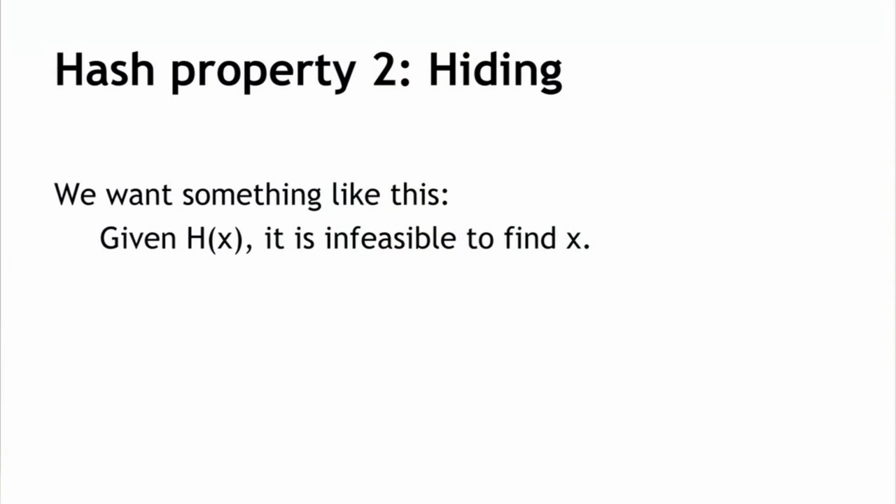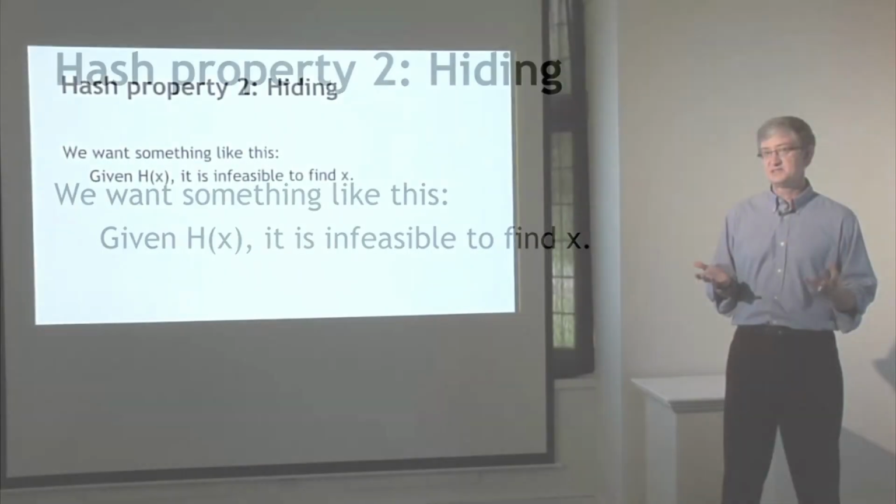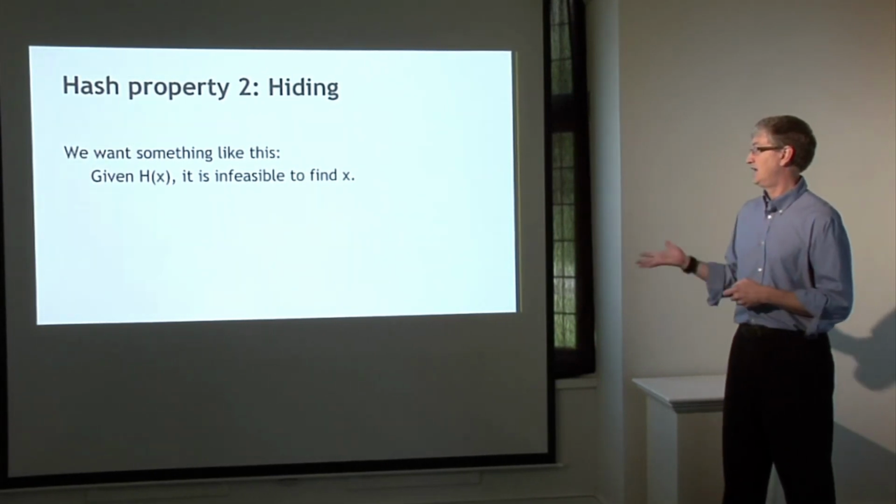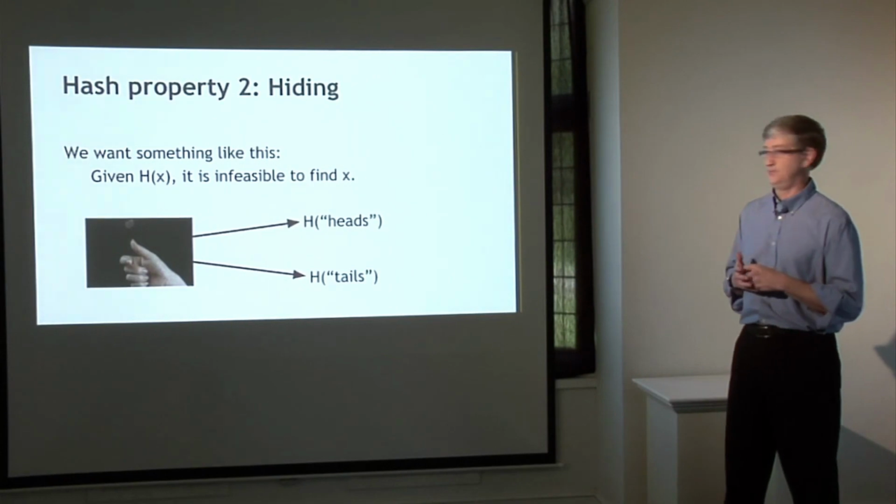So the second property that we want from our hash function is that it's hiding. The property that we want is something like this: if we're given the output of the hash function, there's no feasible way to figure out what the input x was. The problem is that this property doesn't exactly hold. And to understand why that's the case, let's look at this example.